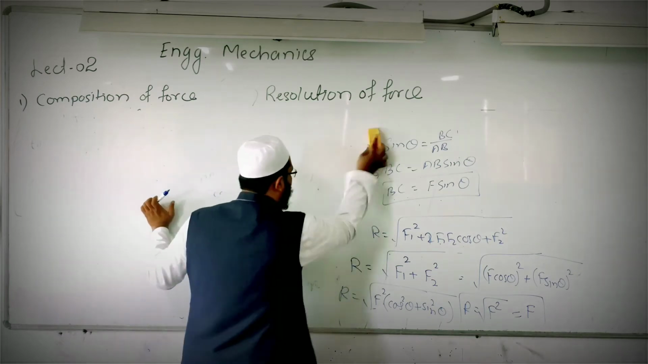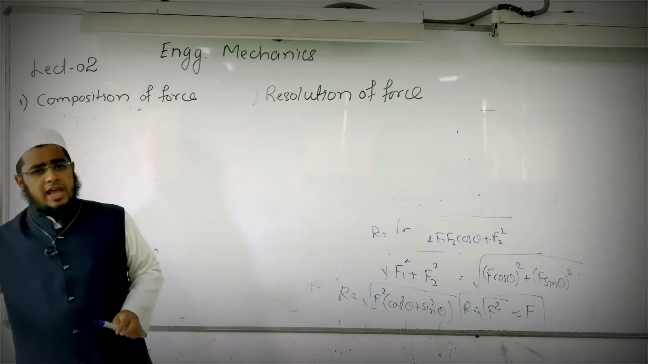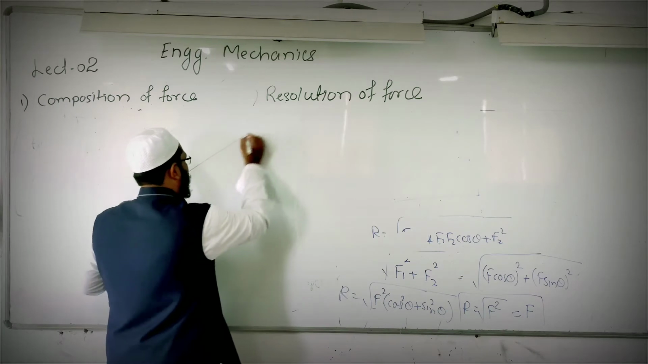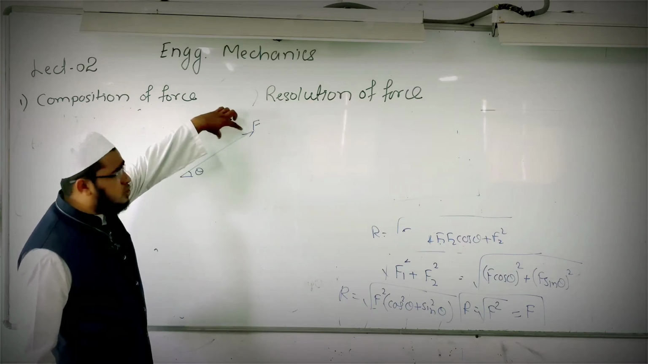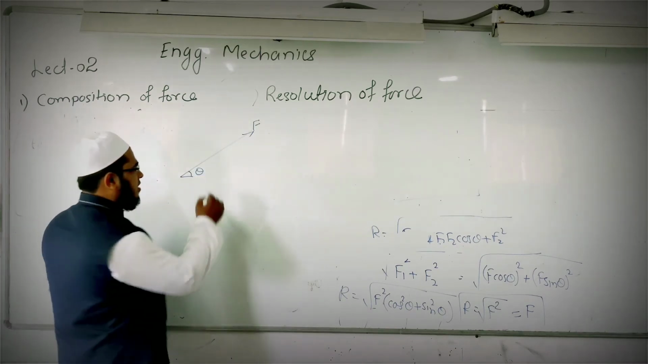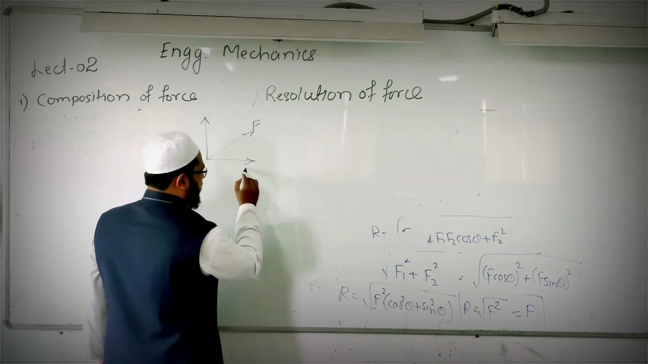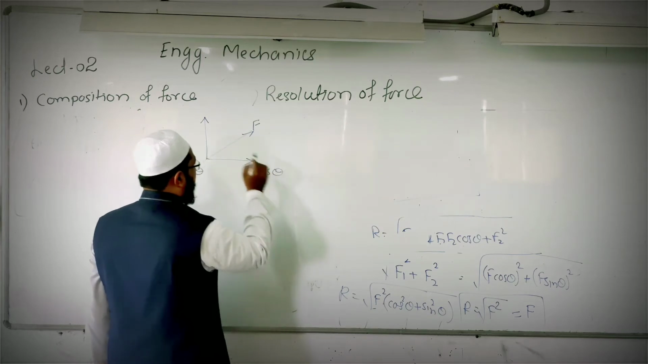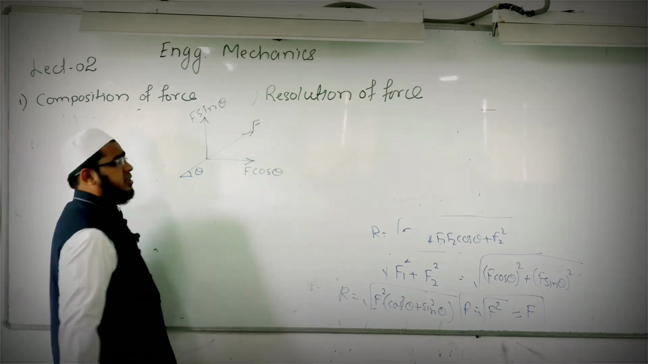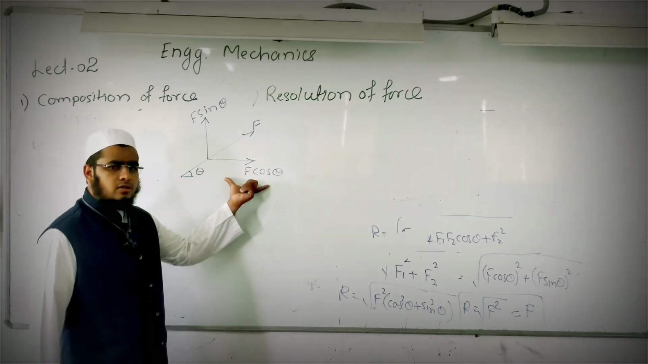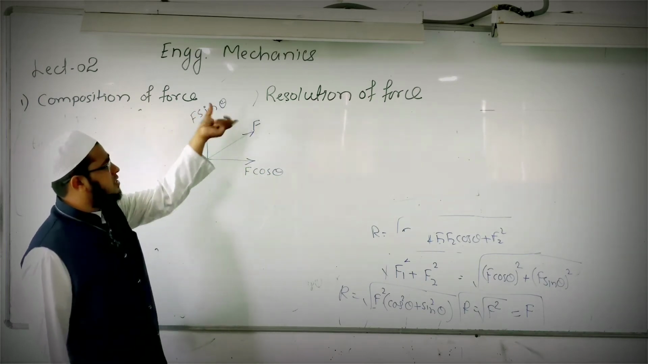In simple language, we will see: if any force is inclined at some angle, assume that this force F is inclined at an angle of theta, then it can be split into its two components. One will be horizontal and another will be vertical. The magnitude of the horizontal component will be F cos theta and the magnitude of the vertical component will be F sin theta. Horizontal force, cos of angle; vertical force, sine of angle.